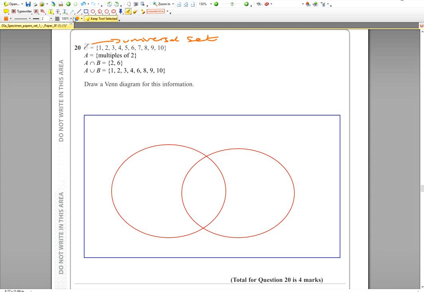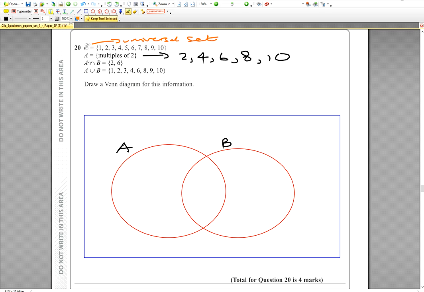Let's get hold of our pen, and we can label this. This can be A, and this can be the circle B. It says here A are all the multiples of 2, and this is all the numbers in the set. So which are the multiples of 2? 2, 4, 6, 8, and 10. So that will be in the A circle. But what does that symbol there stand for? That symbol stands for intersection, which means what's in set A and in set B.